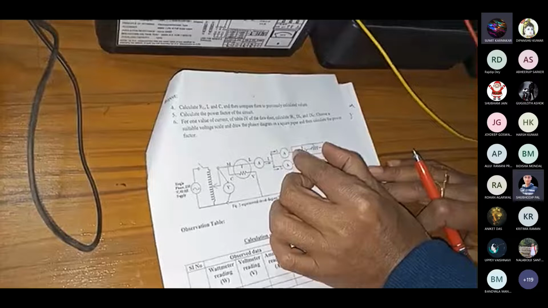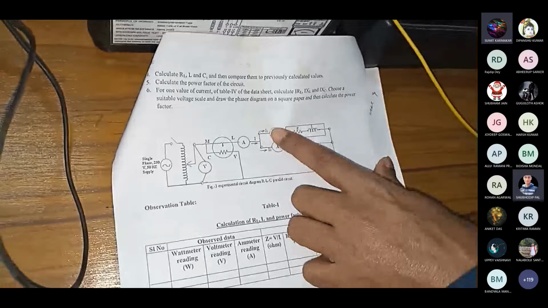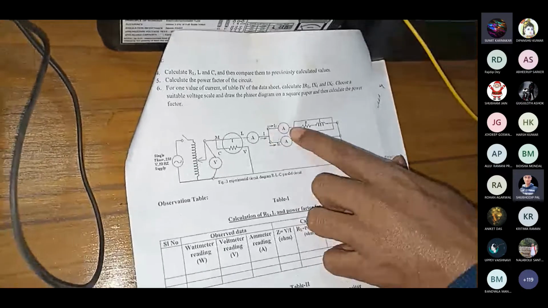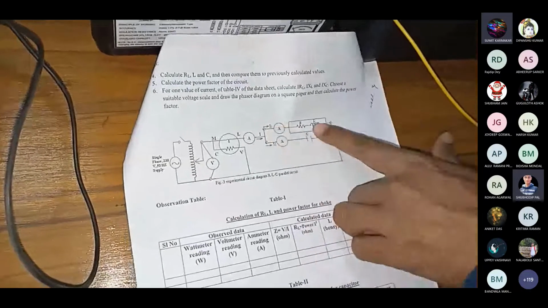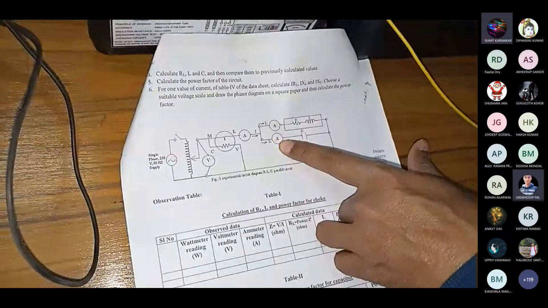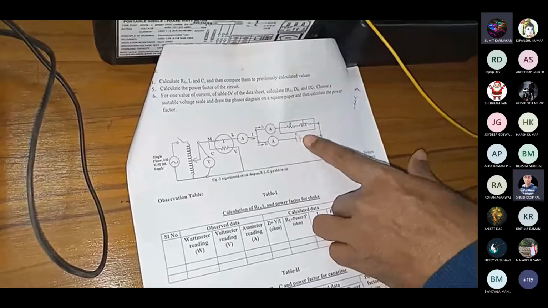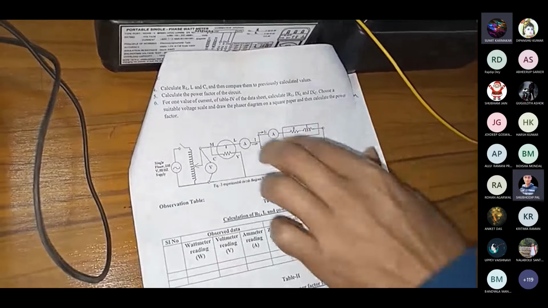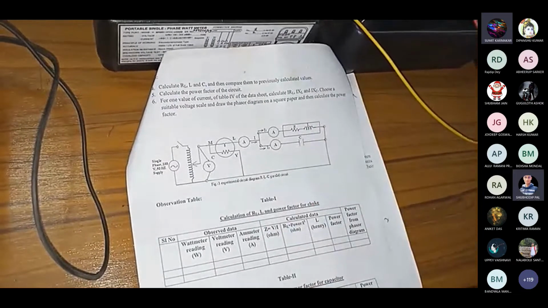Current perspective means the vector sum of the vector currents I1 plus I2 will be equal to I. So from there we will have to draw the phasor diagram. You can see I1, I2. For that, I have to measure the current through this. We have to connect one ammeter here, and another ammeter in series with this capacitor also. That means we will require three different ammeters.